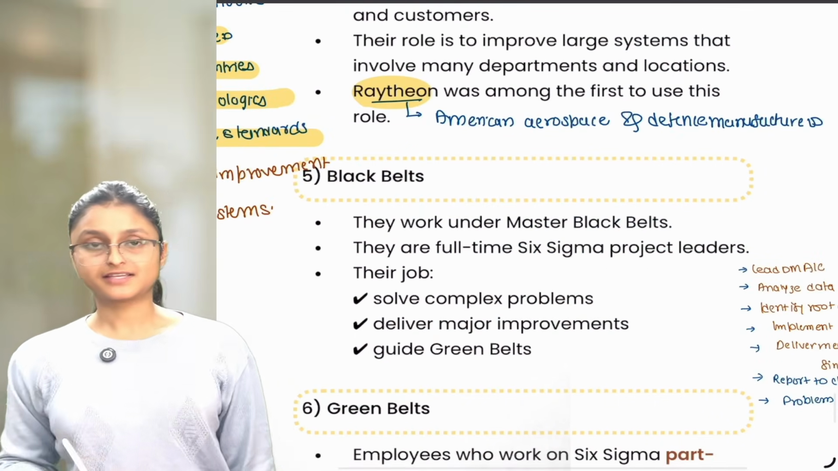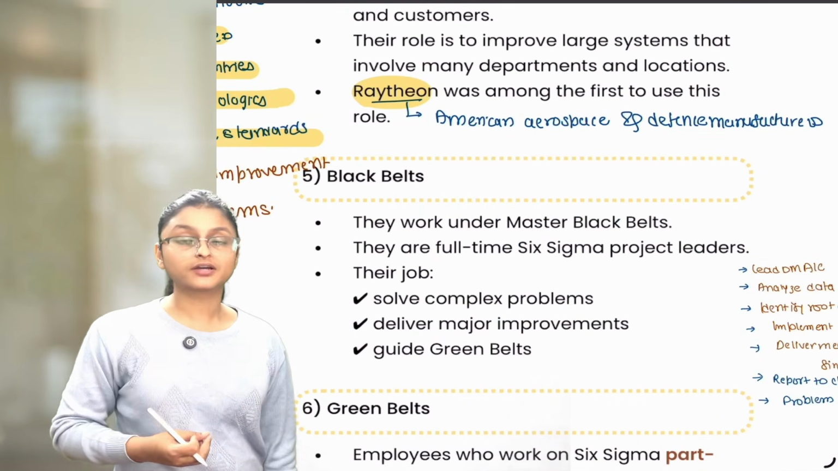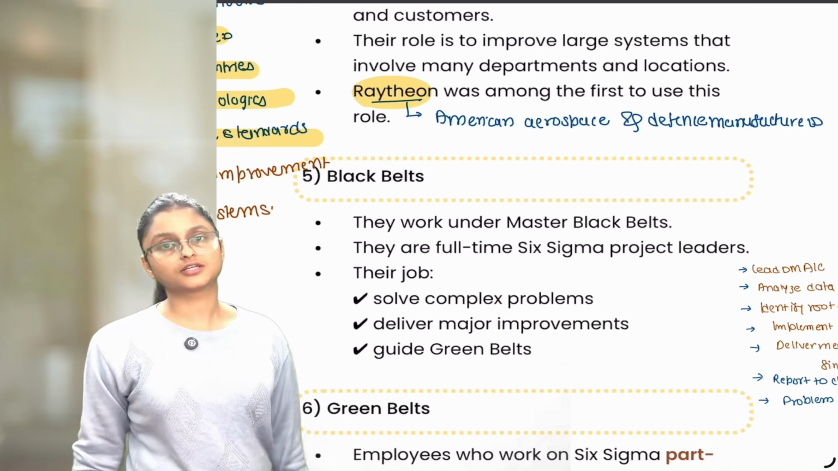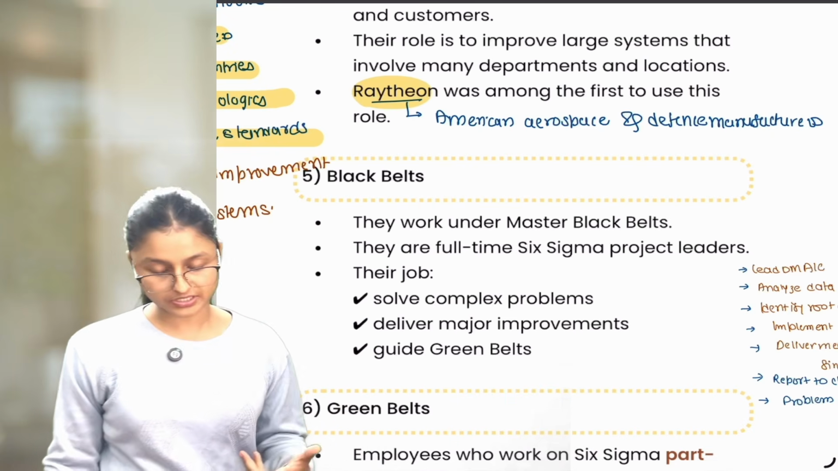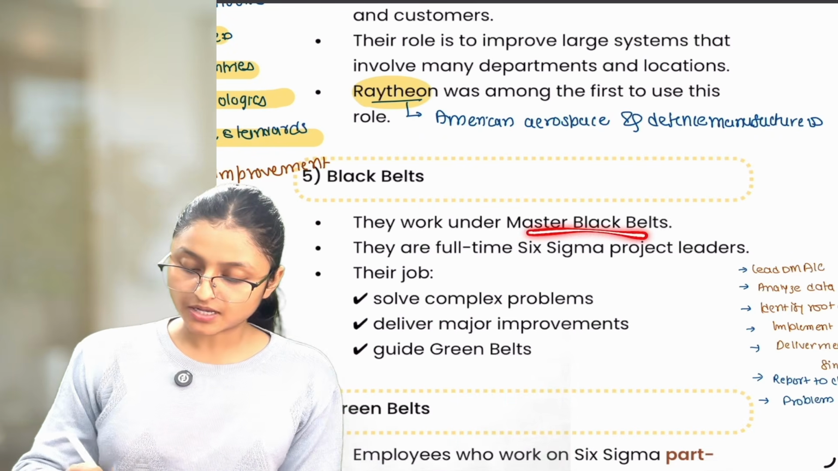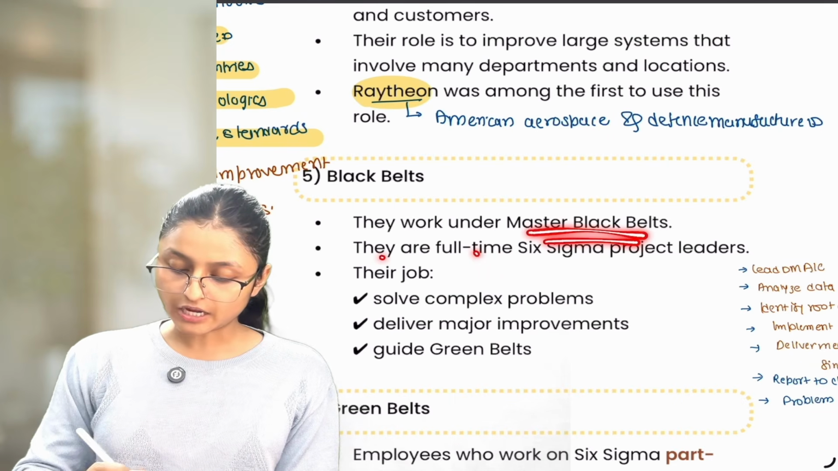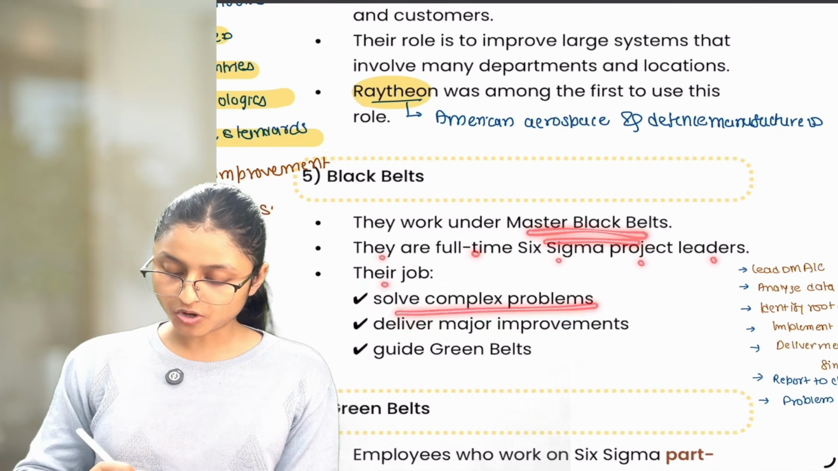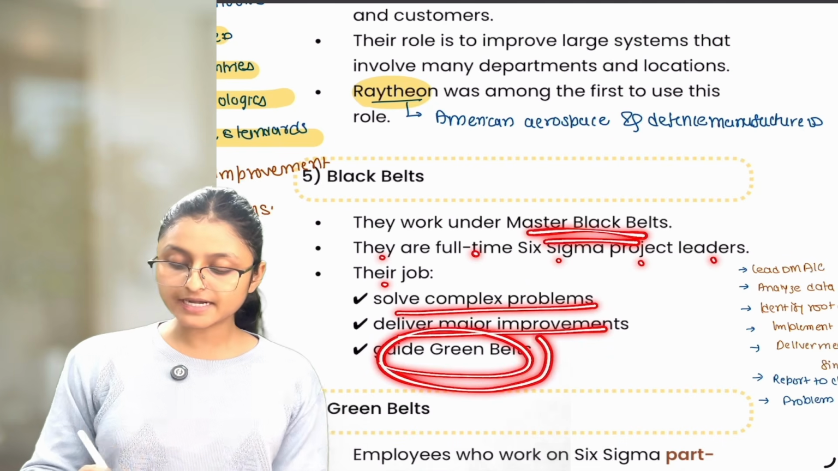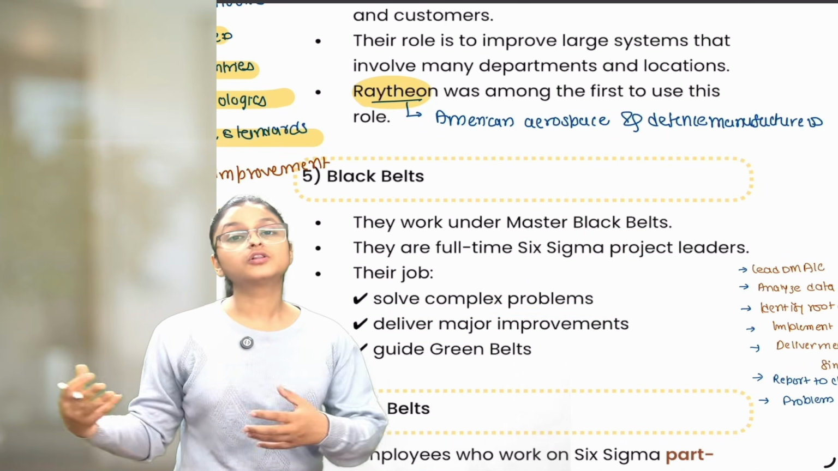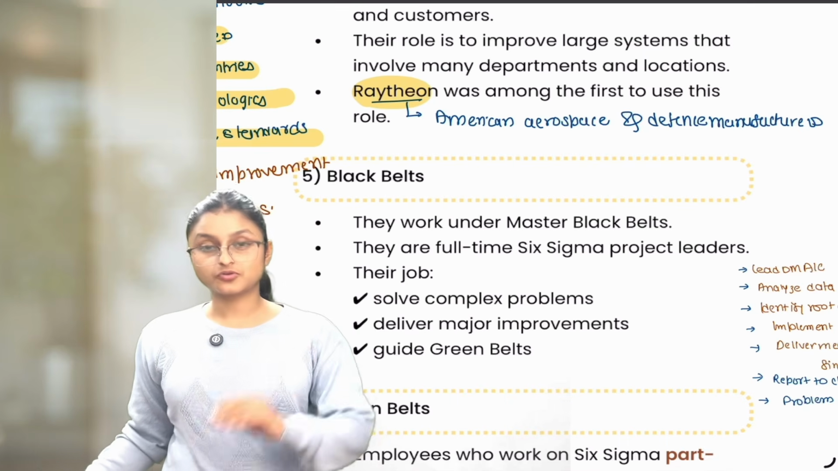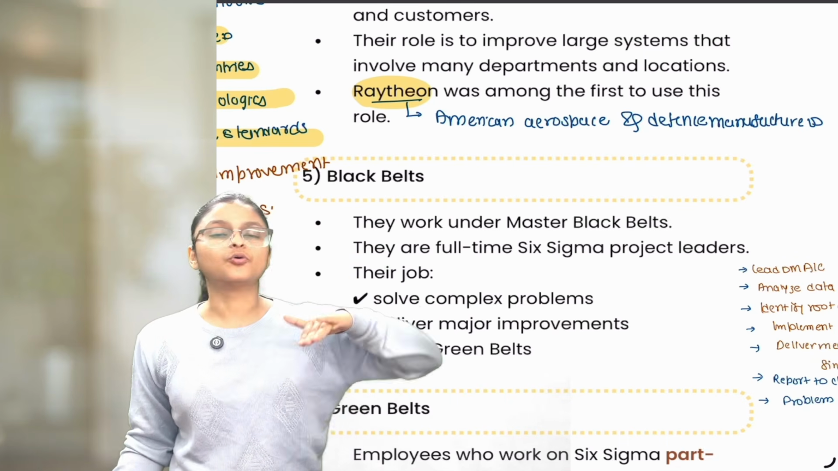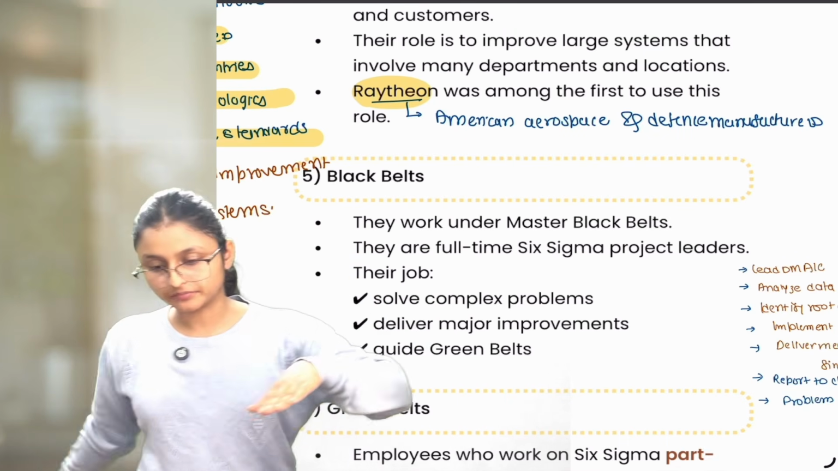Next comes black belts. They are the full-time Six Sigma workers or the leaders of the project. They are going to lead the Six Sigma project. They work under master black belts. They are full-time Six Sigma project leaders. Their job is to solve complex problems, deliver major improvements and guide green belts about what all things green belts have to do. So black belts play a leader role of implementing the Six Sigma process.